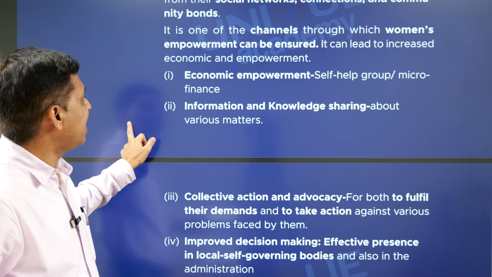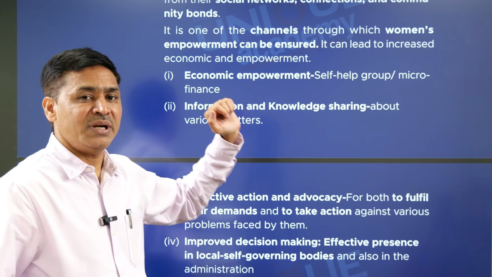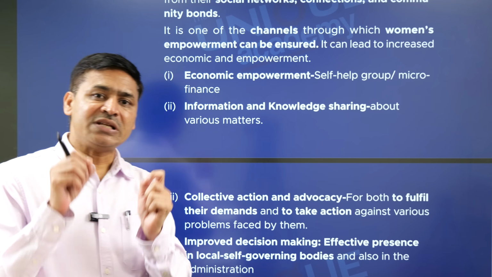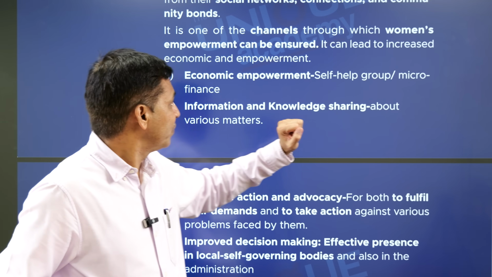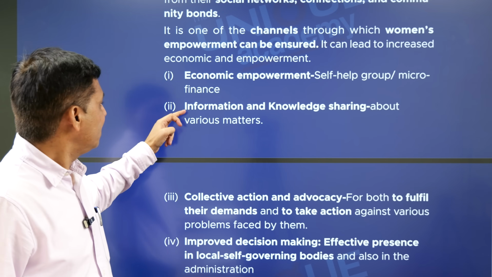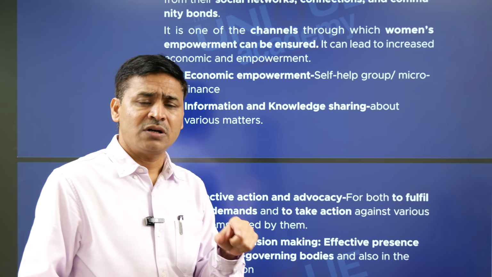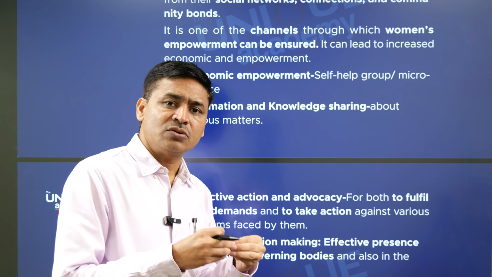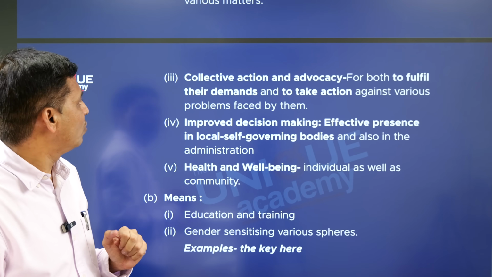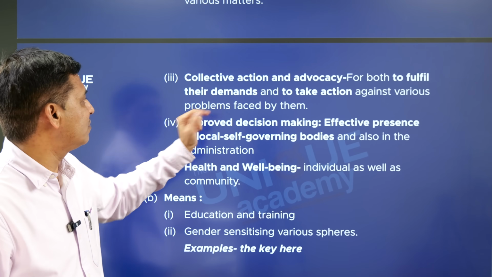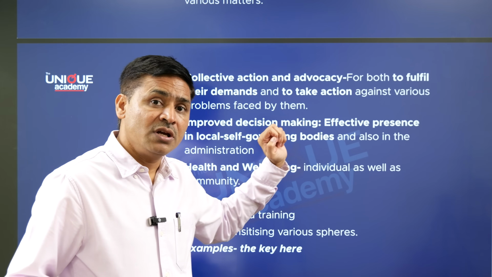Now here you have to establish how this is going to help empowerment as well as gender equity. While establishing that point, certain aspects are to be focused on. Economic empowerment, but how exactly? Can we cite one example? I have broadly referred to the self-help group, microfinance you can say. Then information and knowledge sharing about various matters, right from a little matter to a generic question. Number 3, collective action and advocacy, both to fulfill their demands and to take action against various problems faced by them. This is very, very important.